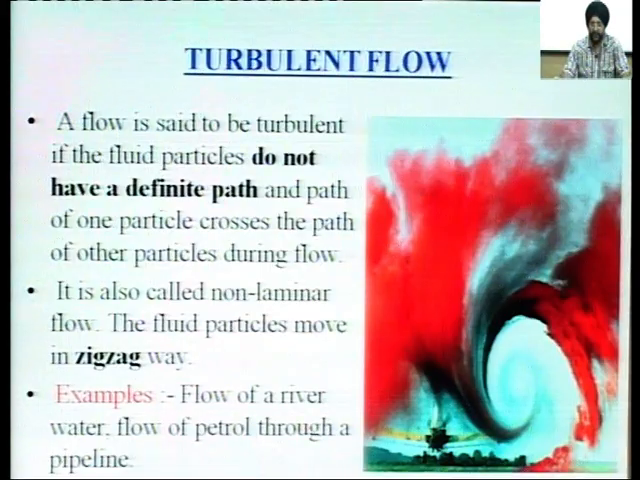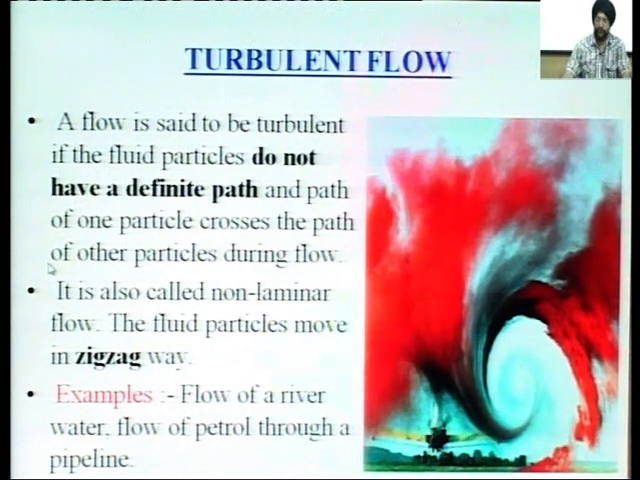Now the turbulent one. What is a turbulent flow? A flow is said to be turbulent if the fluid particles do not have a definite path. Once again, it is the reverse of laminar flow. In the laminar flow, we have a definite path, whereas in the turbulent flow, the fluid particles do not have a definite path, and the path of one particle crosses the path of another particle during flow.